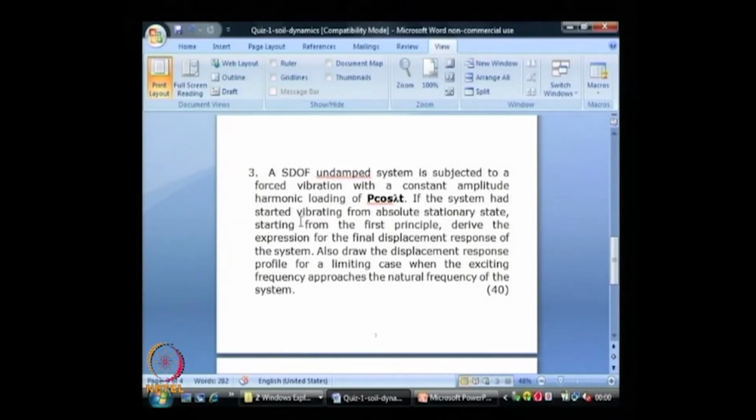If the system had started vibrating from absolute stationary state, that is, the initial displacement and initial velocity both are 0. Starting from the first principle, derive the expression for the final displacement response of the system, and then draw the displacement response profile for a limiting case when the exciting frequency, that is lambda, approaches the natural frequency of the system. So, let us do this solution starting from our basic principle or first principle.